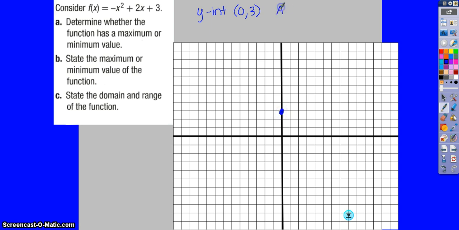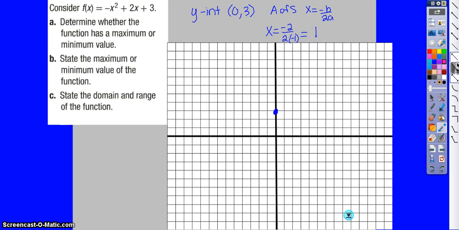Now if I find my axis of symmetry, that's x equals negative b divided by 2 times a. Again, it's very important that you learn that equation. So x is equal to the opposite of b, so that's going to make it -2 divided by 2 times -1. So -2 divided by -2 gives me a +1. So I have a vertical line, my axis of symmetry, at x equals 1.